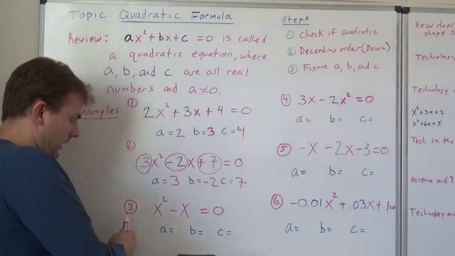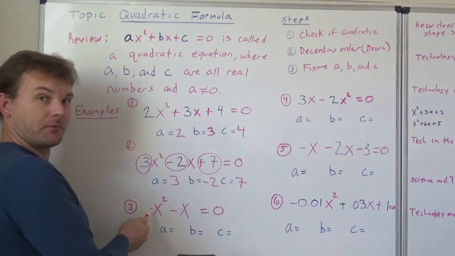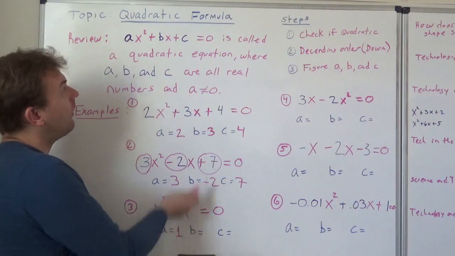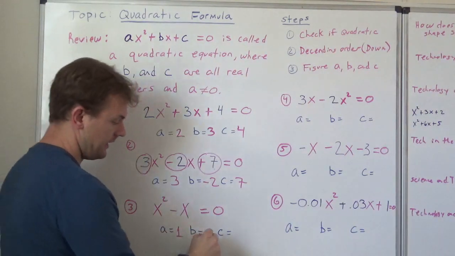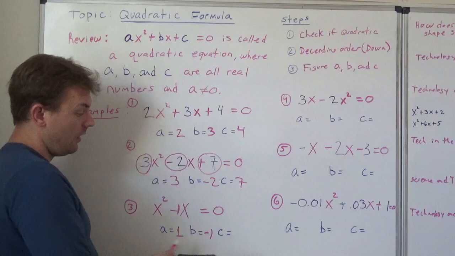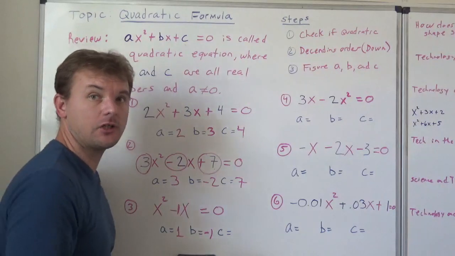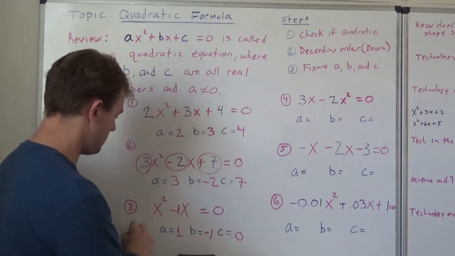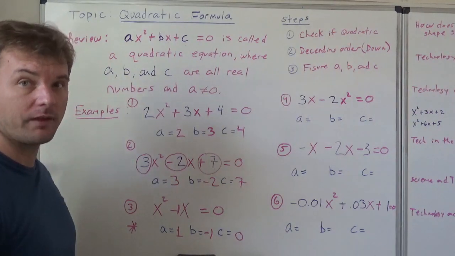Number 3, descending order, good. What is a? Well, a is a missing number, but technically there is a number there. It's 1, right? What's b? Well, b in this case is bx, which technically, the b is negative 1, because there's a negative 1 right there, isn't there? Where's c? Uh-oh, I don't have a number for c. Well, in that case, you're going to call it 0. They don't give it to you, so it's 0. You might want to remember that one because it has a lot of special things going on with it.